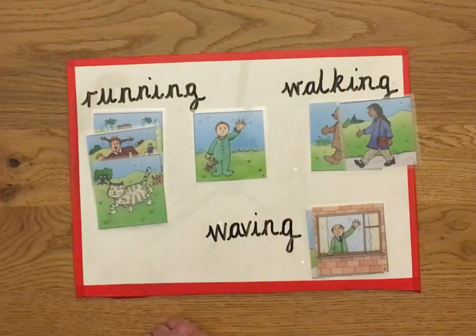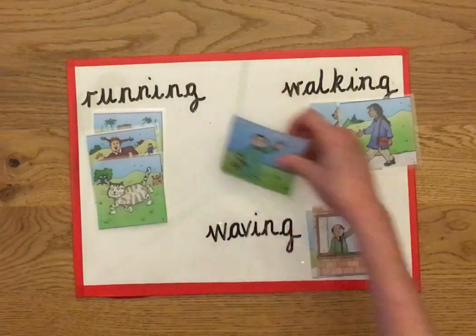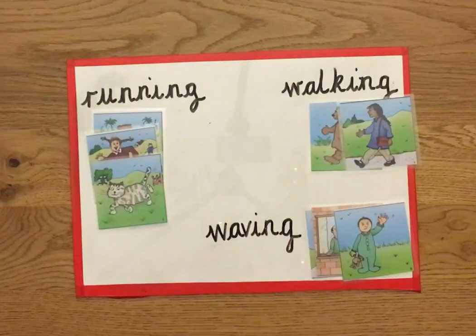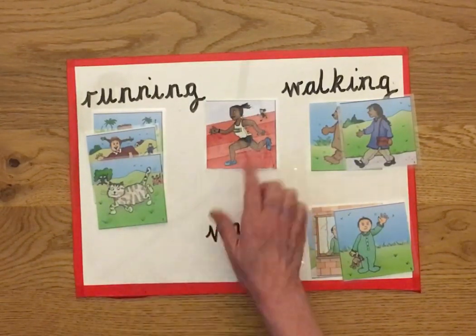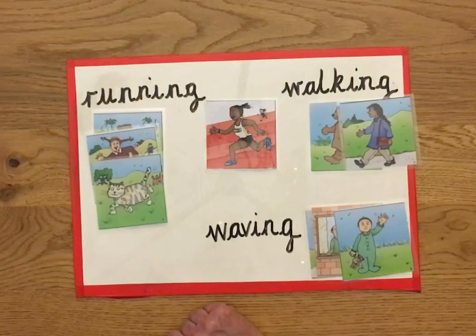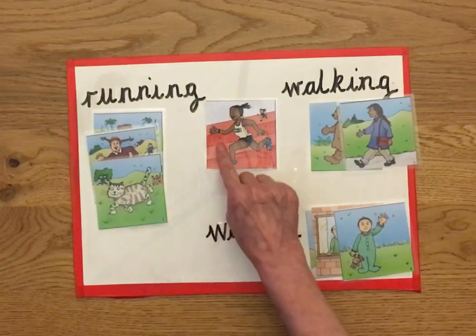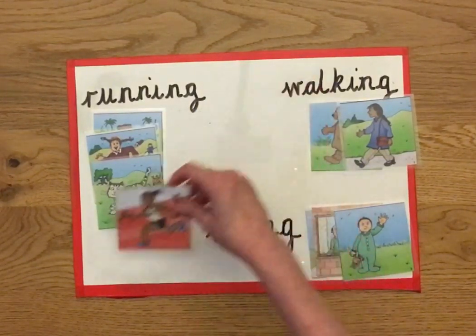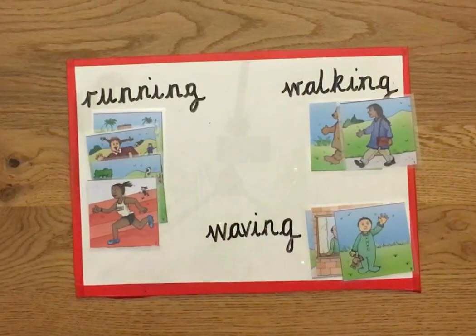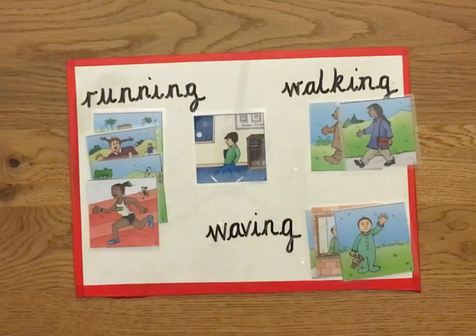About the baby, what verb is the baby doing? Running, walking, or waving? That's it, waving. What's this lady doing? Brilliant, you can see these lines, can't you? So you can see she's moving quite quickly, she's running. The boy we thought was probably at school, he is walking.